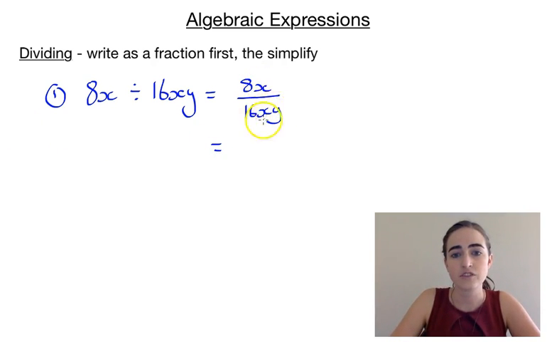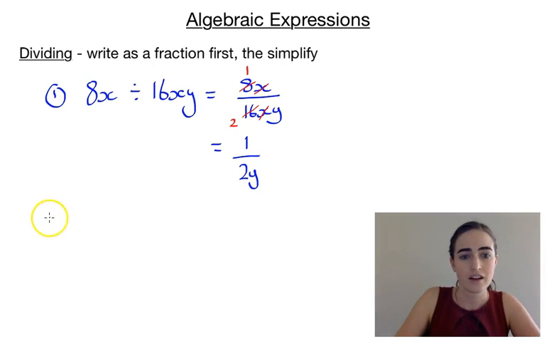So we've got an x on the top and an x on the bottom, so they can divide through and they'll cancel themselves out. And the 8 and the 16, we can divide them both by 8. So if we divide 8 by 8, we get 1. Divide 16 by 8, and we get 2. So that leaves us just with a 1 on the top, and on the bottom, we'll have 2y.